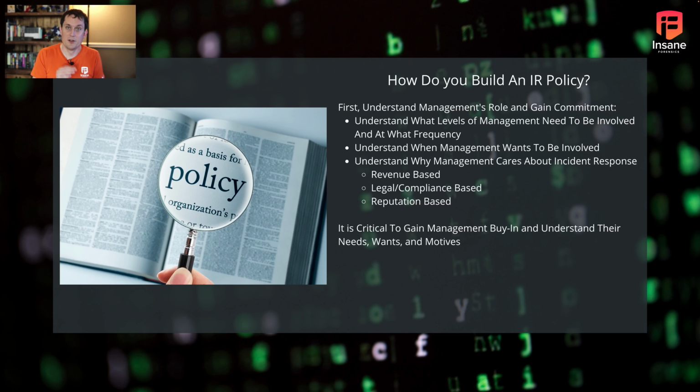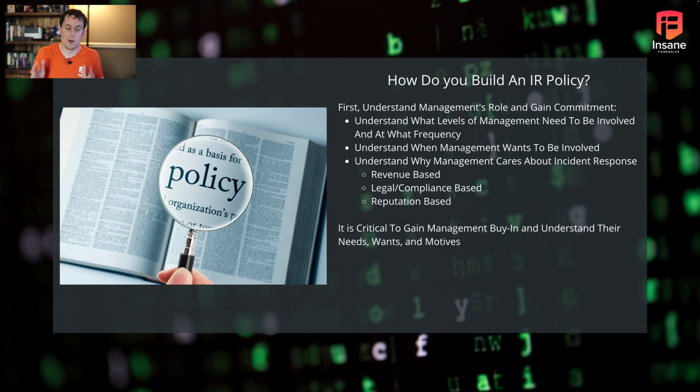So how do you build an IR policy? Again, we're talking about the entire organization. Here, what you need to start with is: what is management's role, what's their intent, and how do you get their commitment on this? Because when you're doing incident response, you're often going to be in situations where you need that management buy-in. You need the management buy-in to go say, hey, executive, we need your cell phone, we need your computer, and have them not tell you to pound sand and run off. Oftentimes, you need management buy-in for this.